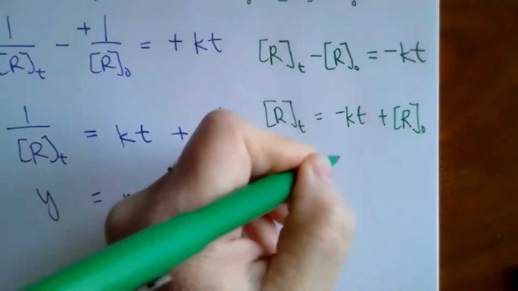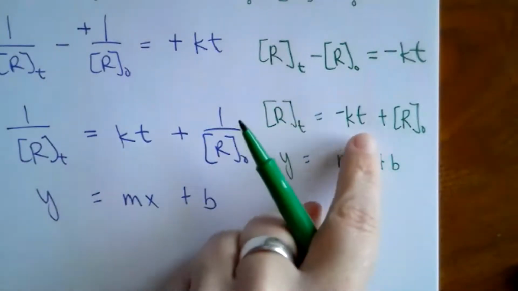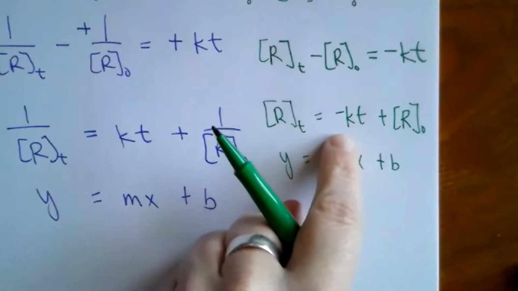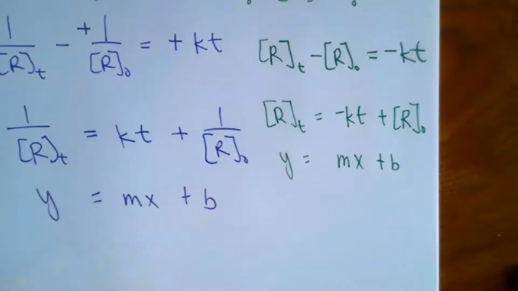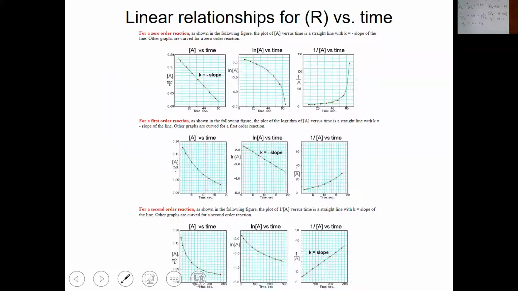For a 0 order reaction, I need to plot concentration versus time, and I get a line with a slope of negative k. So we've developed our 3 concentration time equations. One reason that they matter is because it's common to plot concentration versus time, ln versus time, and 1 over concentration versus time with a set of data so that you can determine the order of your reaction.